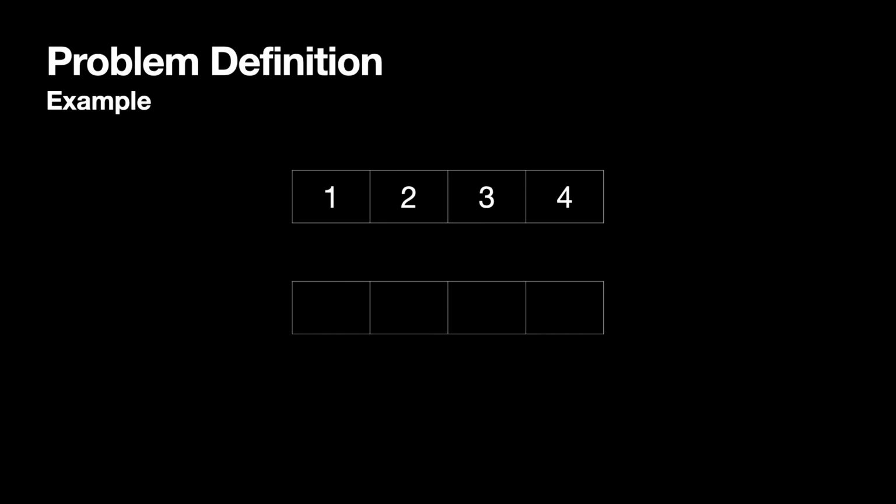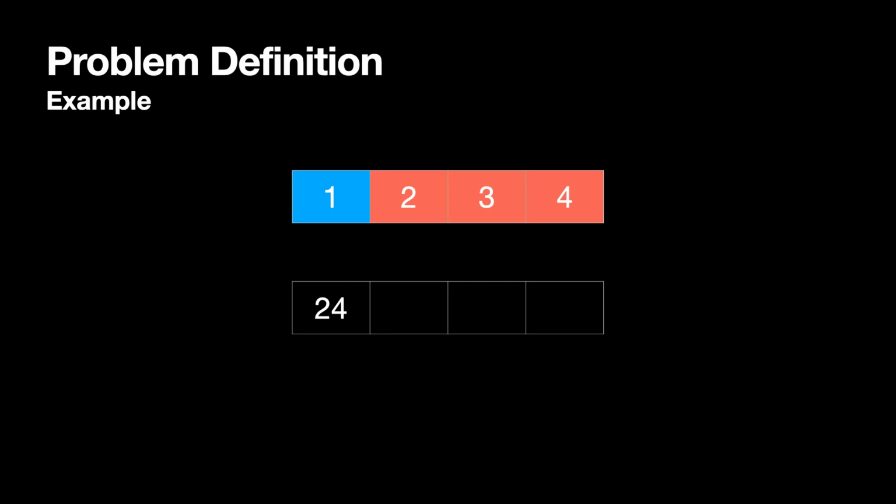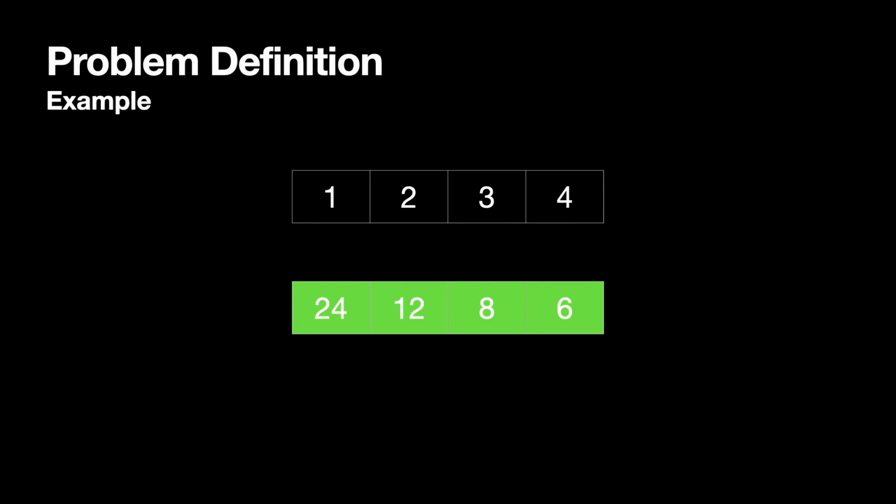Given this array as an example, we would return an array whose first element is 24, as 2 times 3 times 4 is 24. The second element will be the result of 1 times 3 times 4, which is 12. The third element will be the result of 1 times 2 times 4, which is 8. And the last element in the array will be the result of 1 times 2 times 3, which is 6.